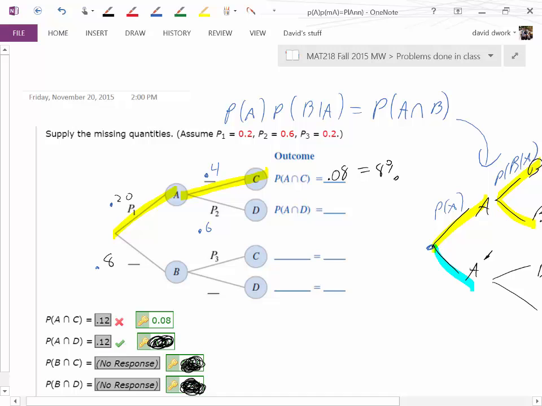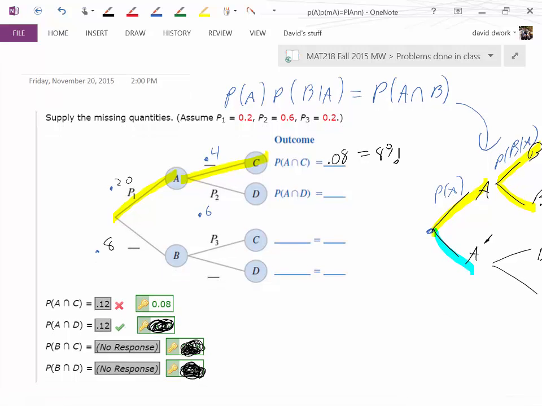So that's the idea here. What we're doing is working from this formula and understanding what it's saying: the probability of A and B occurring is equal to the probability of A occurring times the probability of B occurring when you know A has already happened. That's the idea of conditional probabilities. I hope that helps. I hope that makes sense.